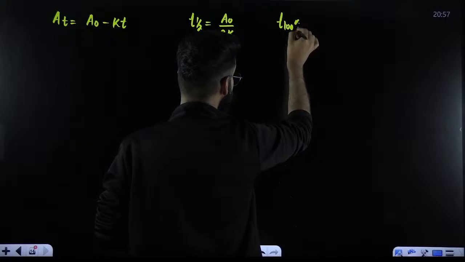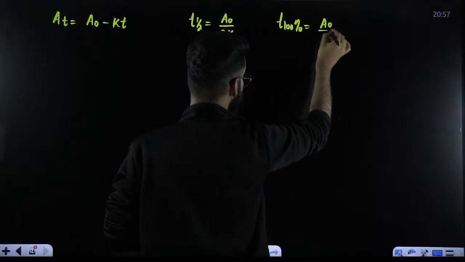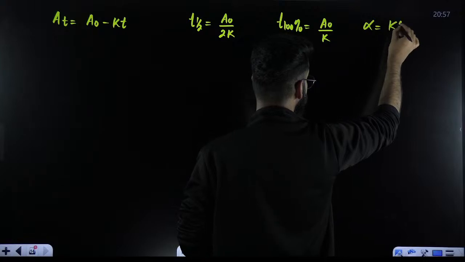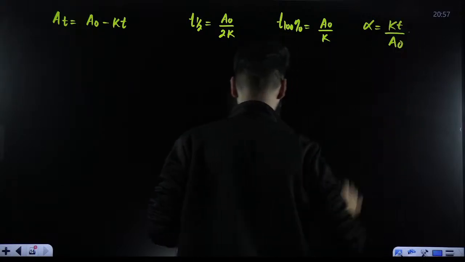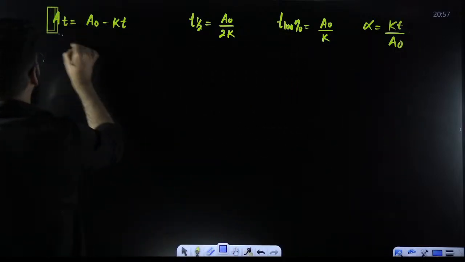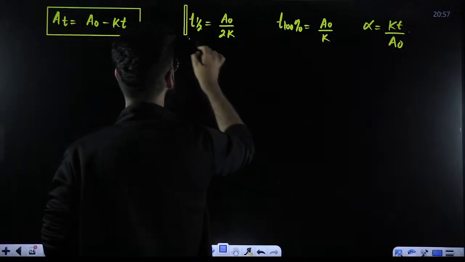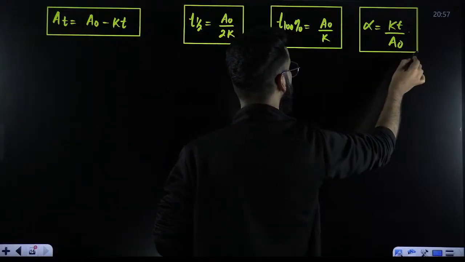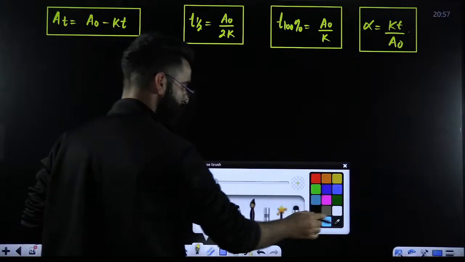t 100% is equal to A naught divided by k. Alpha is equal to kt divided by A naught. These are a few equations which we are going to study in kinetics in detail, right? You need not worry about where these equations come from. Leave that aside. I just want to show you how you can make graphs on your own.